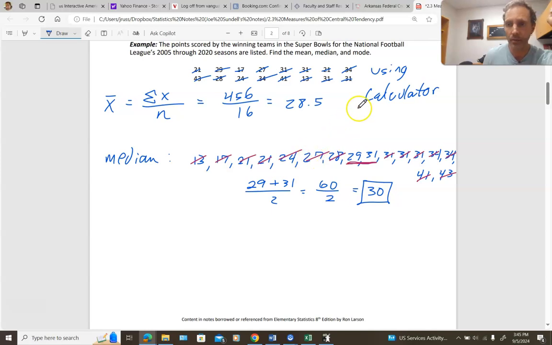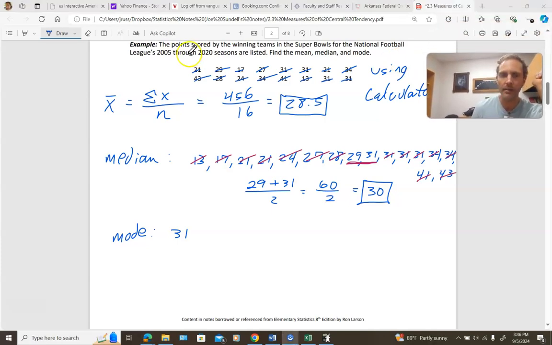Now, the calculator will not give us the mode. So for the mode, you just have to inspect, although Excel will do it, and I'll show you that here in just a second. The mode, I think, as you guys can see, is 31, because it occurs more than any other value. It occurred 4 times, okay? So these would be these 3 descriptive statistics for this particular data set.